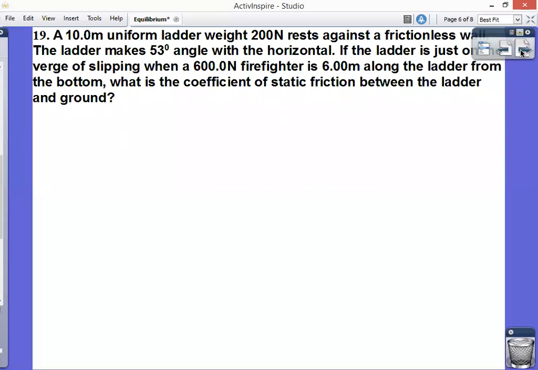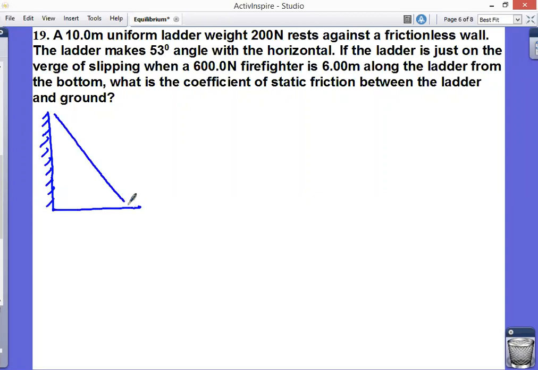Okay, so let's first draw our ladder. This is going to be our wall, okay? This is our wall. And we have ground over here. This is ground. And here we have our ladder, okay? This is the ladder. The ladder and ground make a 53 degree angle, okay? So first of all, let's define the forces on the ladder.